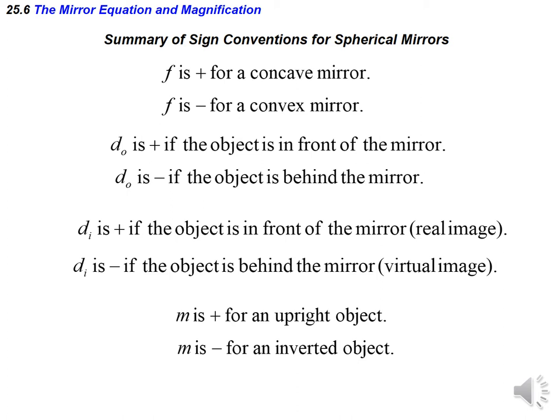If the image is in front of the mirror, that's a real image, but if it is behind the mirror, that is considered a virtual image. M is positive for an upright object, M is negative for an inverted object.